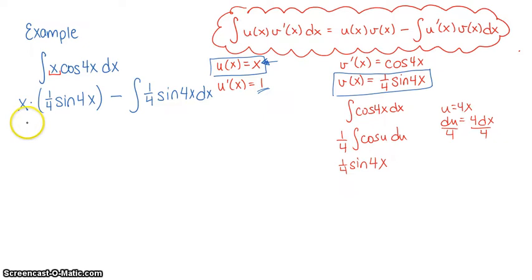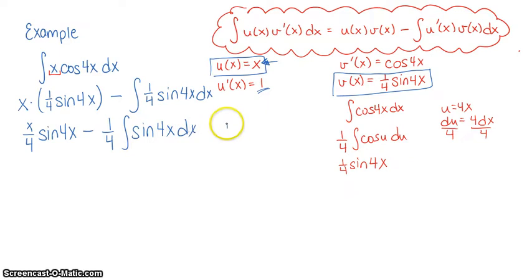Now we have x over 4 sine 4x minus, we move the quarter outside, the integral of sine 4x dx. Let our u be 4x. du is going to be 4 dx. Again, divide by 4, divide by 4.